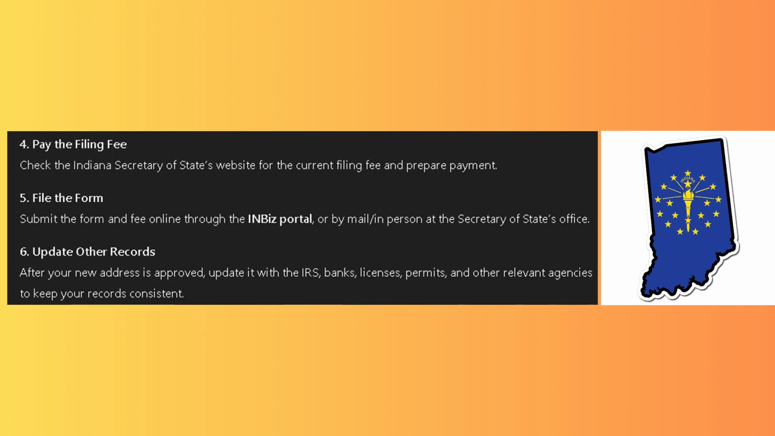Pay the filing fee. Check the Indiana Secretary of State website for the current filing fee and prepare the payment. File the form. Submit the form and the fee online through the portal, or you can even go in person to the Secretary of State office.